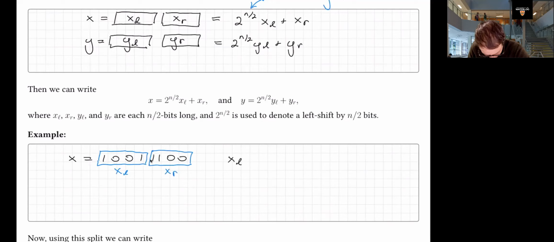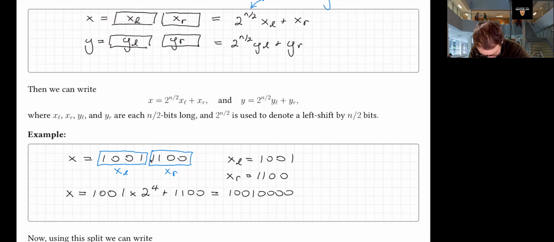So in other words, x left is just the 4-bit number 1001, and x right is 1100, and then x can be written as 1001 times 2 to the power of 4 plus 1100, which equals 1001 bit shifted by 4 bits plus 1100, which is just 10011100. Okay. And now, why am I doing this?